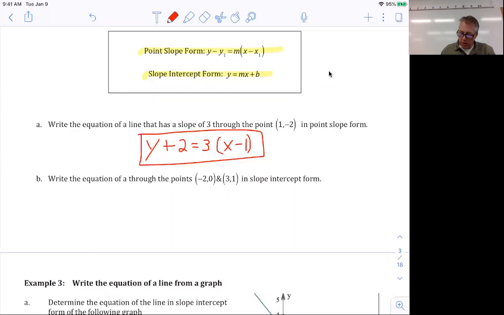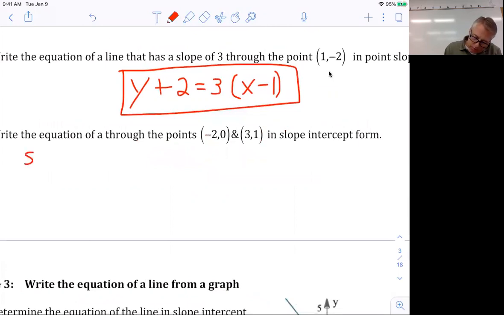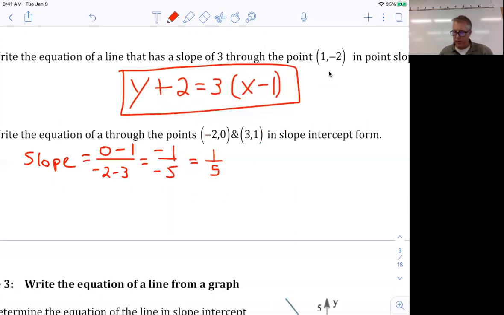All right, now the next one's going to be a little more work. We're going to write this in slope intercept form. Well, if we're going to do slope intercept form, we first better know the slope. So to find the slope, I'll subtract the y's on top. So 0 minus 1 on top, and the x's on the bottom, -2 minus 3 on the bottom. And so cleaning that up, we have a slope of 1/5.